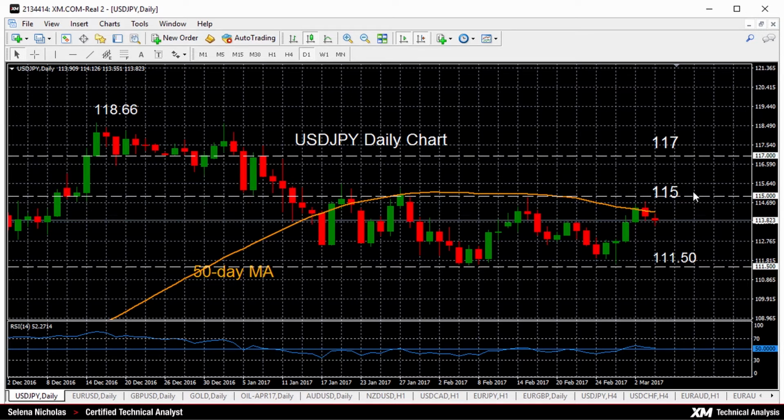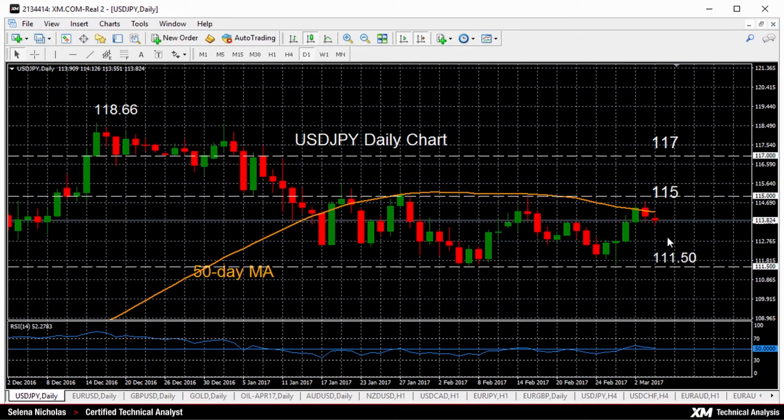The level at 115 has proven to be a strong resistance level, as the pair hasn't been able to close above it for over a month now. USDJPY fell sharply on Friday after touching a high of 114.74. We saw a move back below the 50-day moving average. This rapid pullback has dented the recent upside momentum.